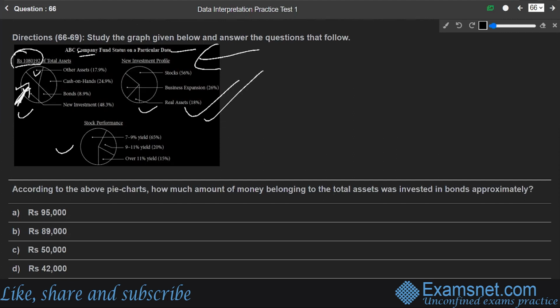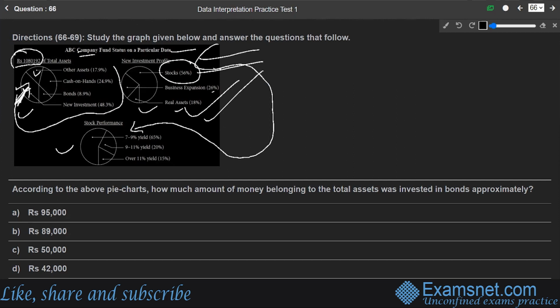Now in this particular pie chart you can see there is stocks, business expansion, and real asset. There is a thing called stock which has got 56%, and the internal structure of these 56% has been given in this pie chart. The internal expenditure of the new investment has been given in this pie chart, and the internal of stock has been given in this very pie chart. So we are supposed to answer questions like this by understanding the pie chart clearly.